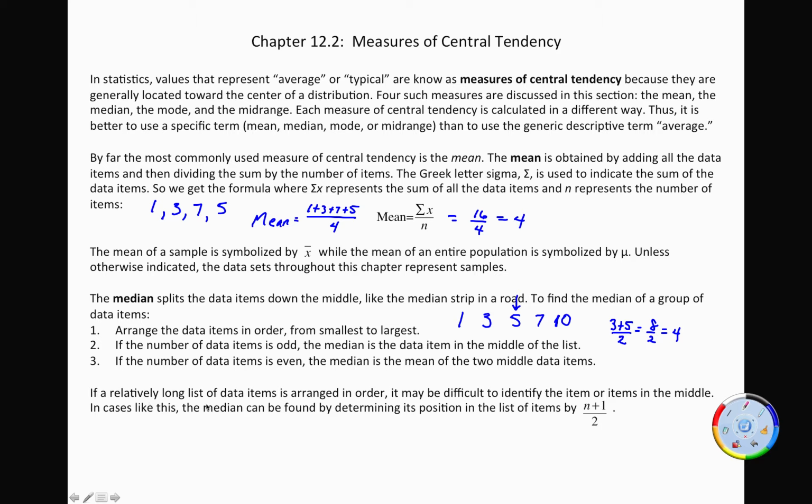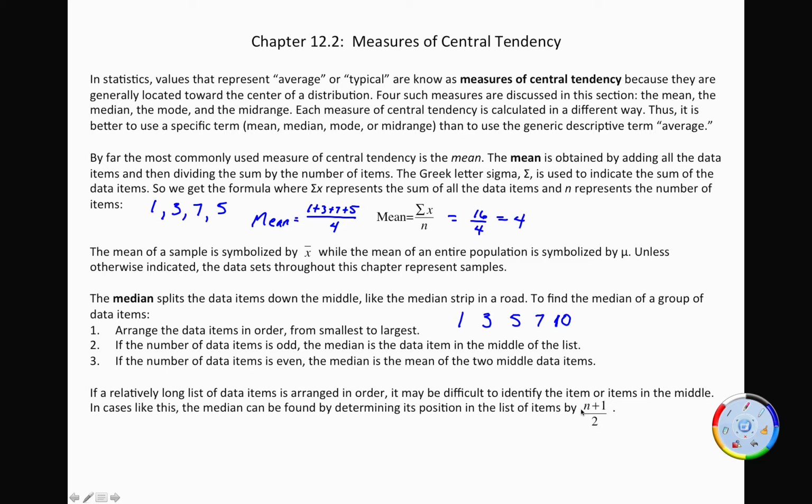If a relatively long list of data items is arranged in order, it may be difficult to identify the item or items in the middle. In cases like this, the median can be found by determining its position in the list of items by this formula. Now it's easy to look at these and see what is the item in the middle, but let's say that it's a very long list of numbers and I can't really determine what's in the middle.